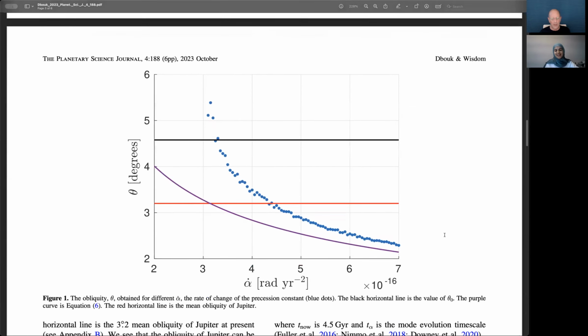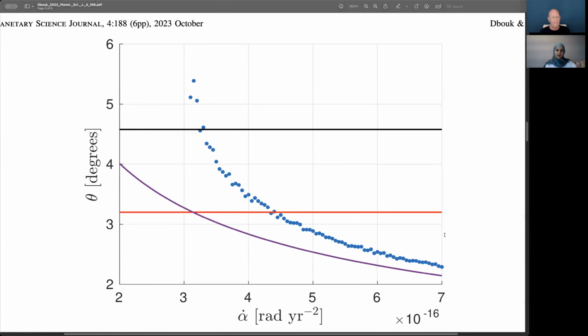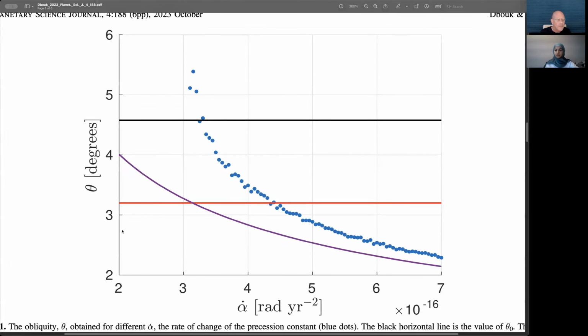Figure 1, please. So here we have theta, the obliquity, versus alpha dot, the rate of change of the spin precession. The black horizontal line was the 4.6 degrees that I mentioned in equation 4. So that's the adiabatic passage, but in the non-capture direction. And the purple curve is the non-adiabatic passage, but in the capture direction. So the black is adiabatic and the purple is non-adiabatic. And the blue points are those that we find using the resonance model that we developed.